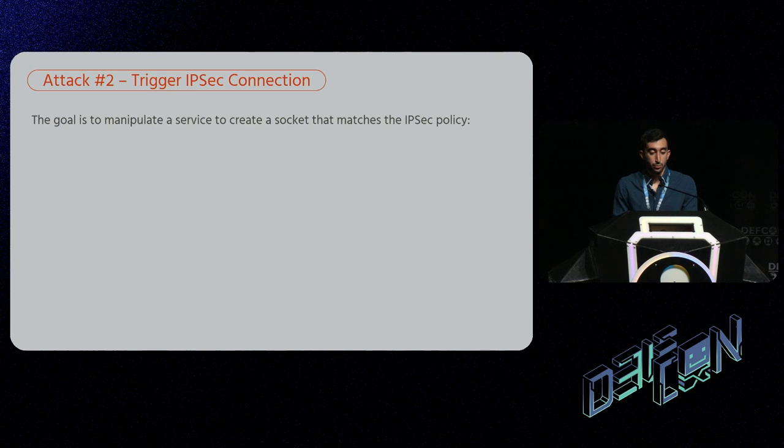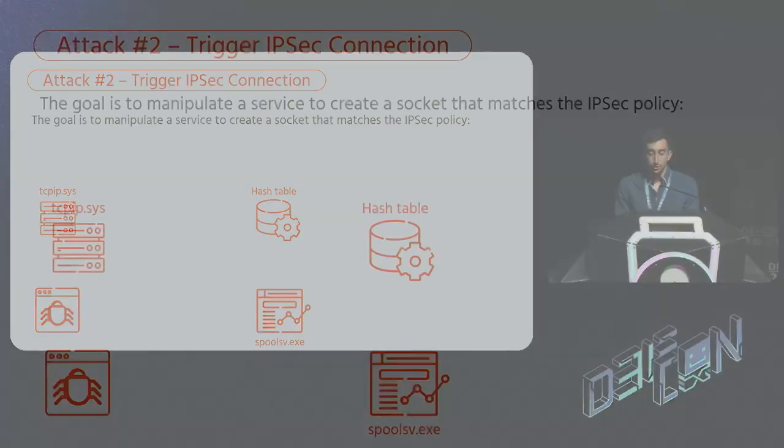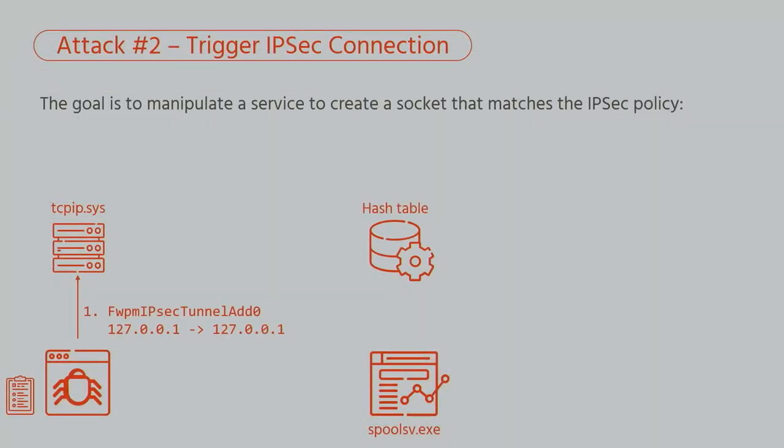Now our goal is to manipulate the service to create a socket that matches the IPsec policy. And this time, we'll target a specific service, Spooler. We'll start by configuring an IPsec policy from and to the local host.